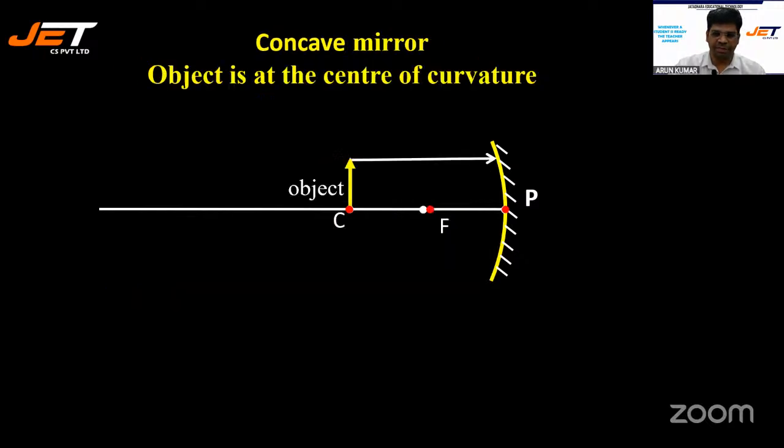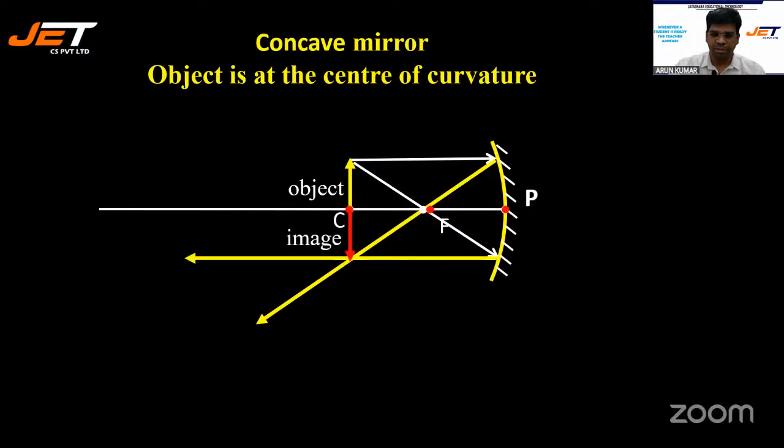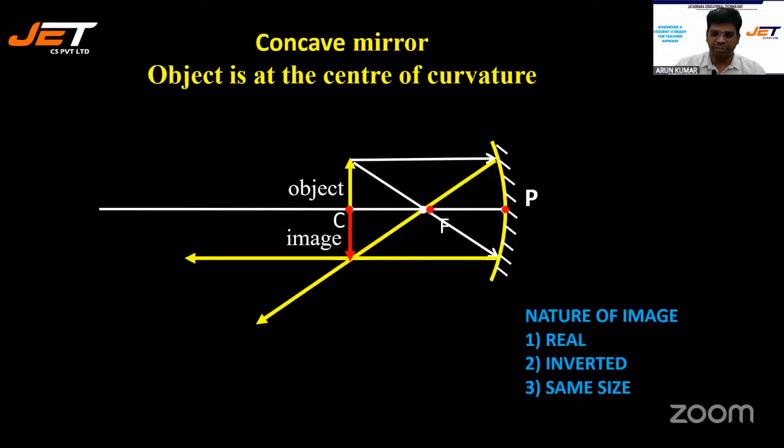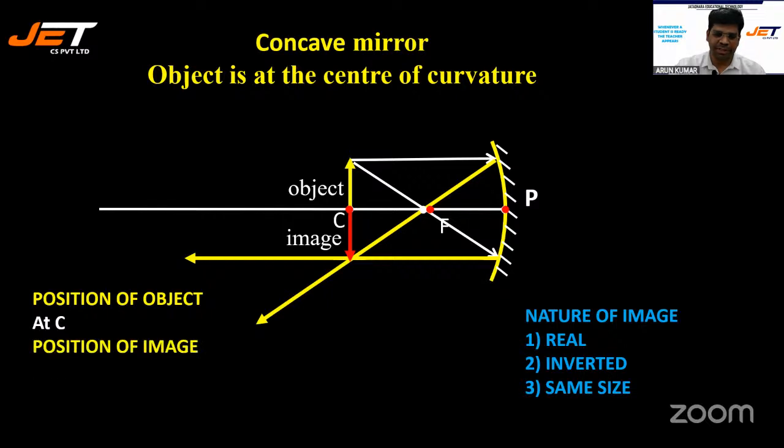When is that exactly a center of curvature? Nature of the image is real, inverted, and same size. When it is exactly at the center of curvature, it is the same size, students. Real, inverted, and same size. Position of the object is at C. Position of the image is also at C.